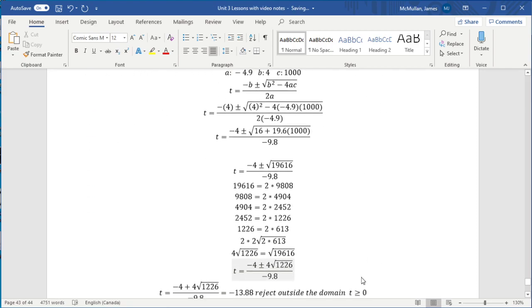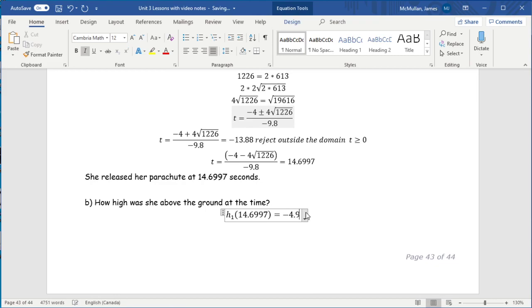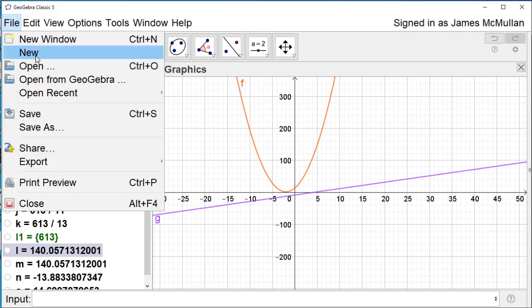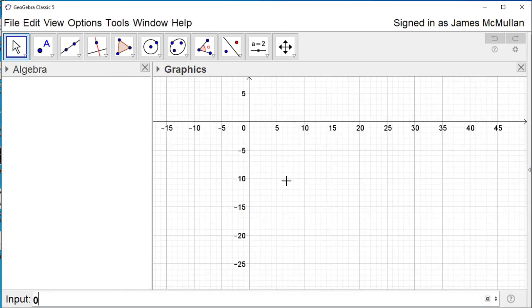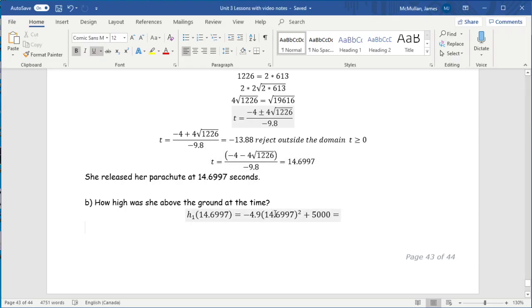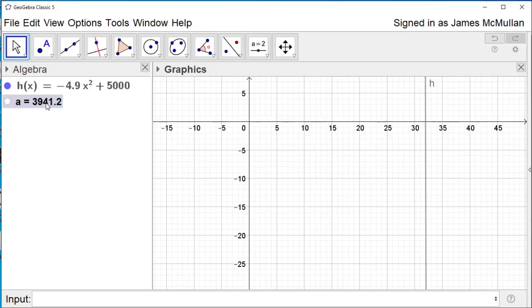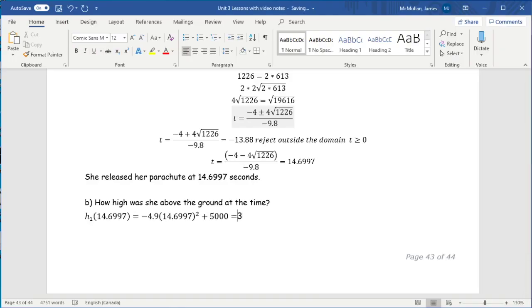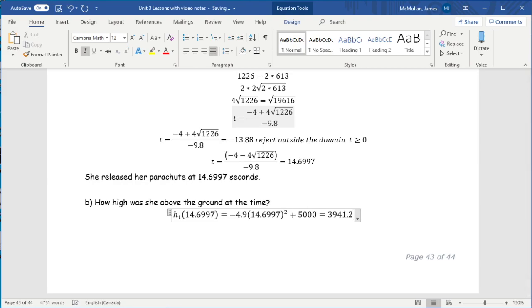So negative 4.9t squared plus 5,000. So I'm going to plug it in. Negative 4.9 times 14.6997 squared plus 5,000. Now what do you get when you put that in? So I'm just going to make the equation here. h of x is negative 4.9x squared plus 5,000, and then I'm going to sub in 14.6997. Okay, and what it tells me is that it's 3,941.2 meters at this time. 3,941.2 meters above the ground. Okay, so far so good.